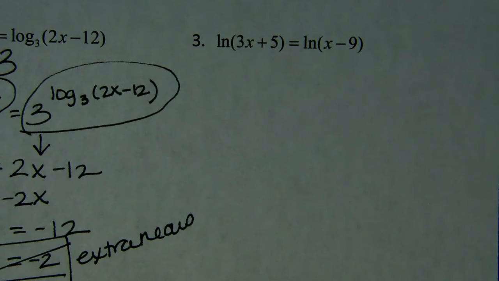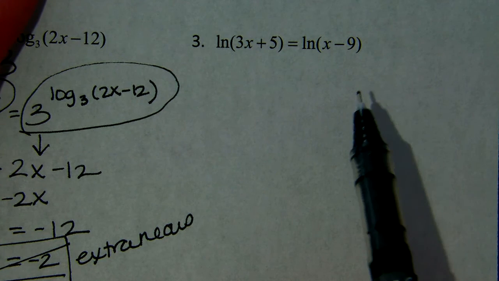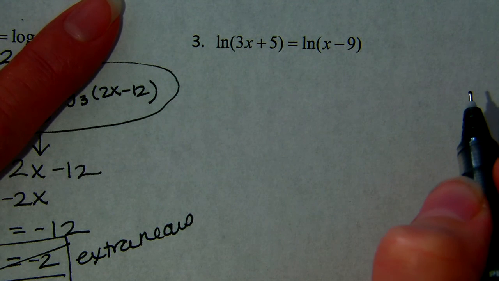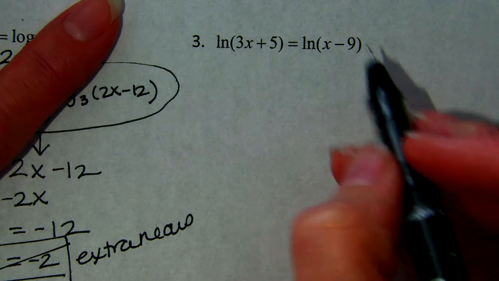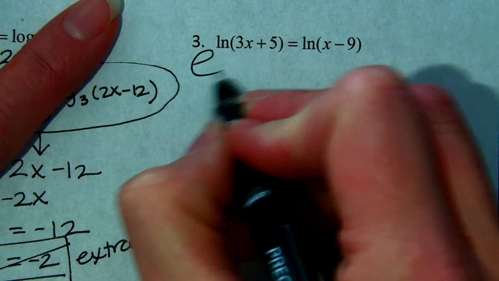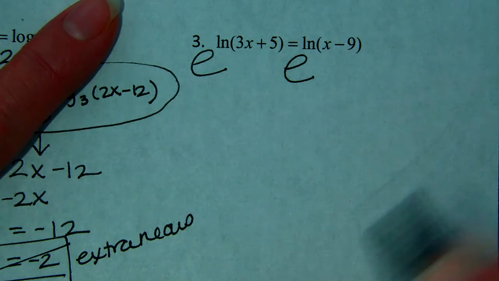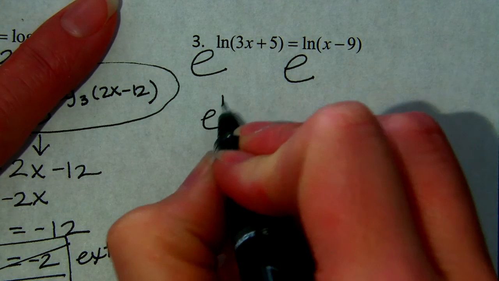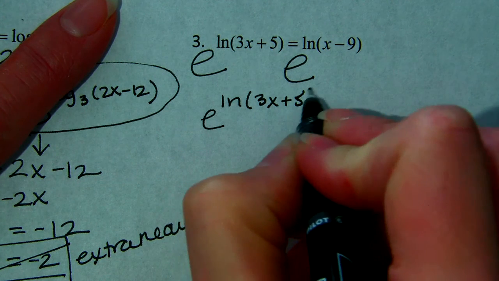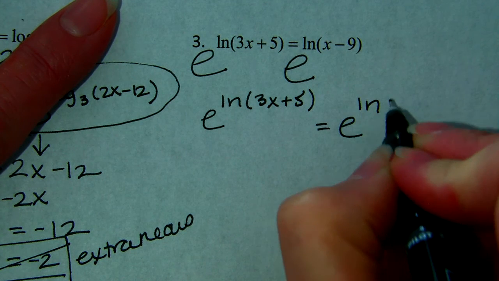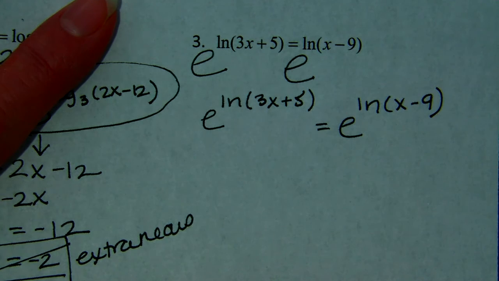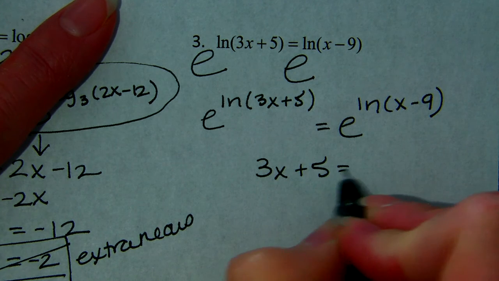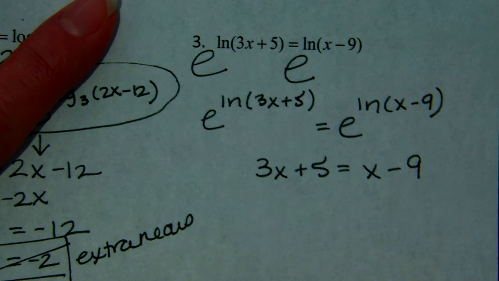Okay, over here we have natural log. Remember that with natural log we use e, right? Remember on Friday with e we use natural log. Well, with natural log we use e, and so what we do is we make those natural logs an exponent on a base of e. So we have e raised to the natural log of 3x plus 5 is equal to e raised to the natural log of x minus 9. And that simplifies to 3x plus 5 is equal to x minus 9.